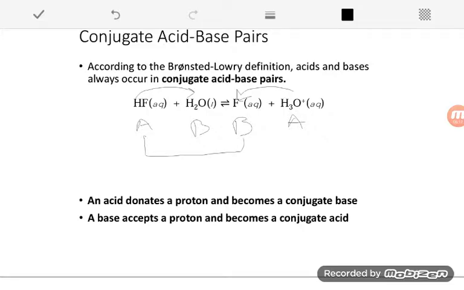My acid donates a proton to become my base, and then that base accepts a proton to become my acid on the other side. And same thing with water and H3O+. That's another conjugate acid-base pair. So in a Bronsted-Lowry definition, you'll always have an acid and base on the reactant side, but you'll also have an acid and base on the product side, and we can break them apart into these two conjugate acid-base pairs.